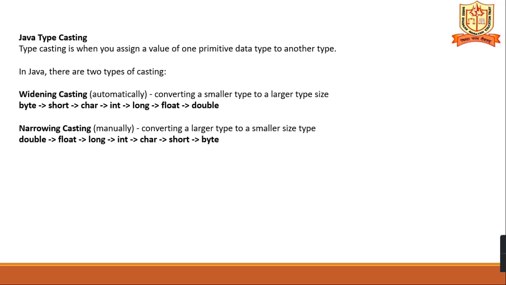And the next topic is Java typecasting. So what do you mean by typecasting? Typecasting is when you have to assign a value of one primitive data type to another type.